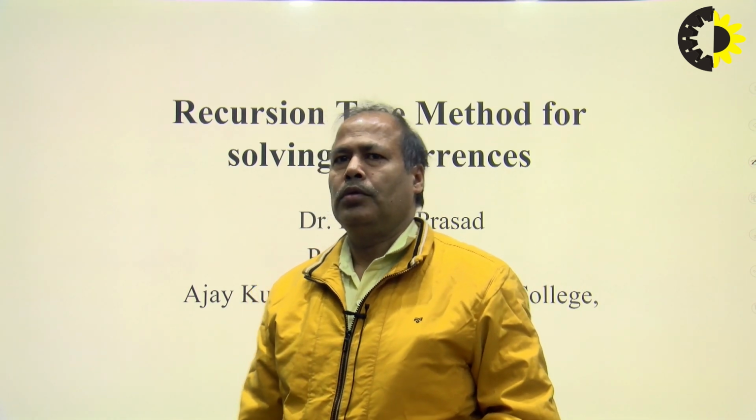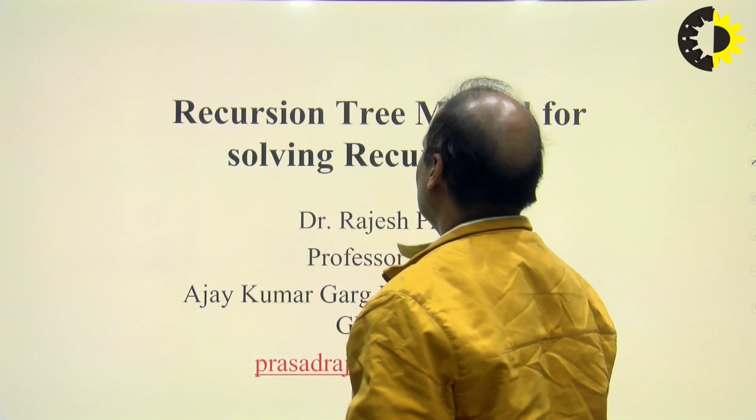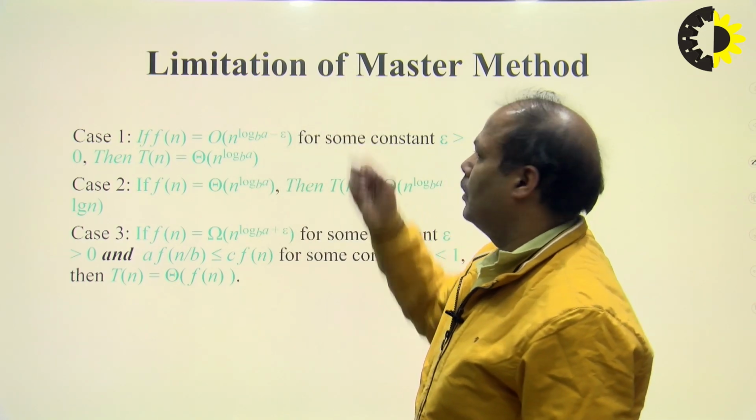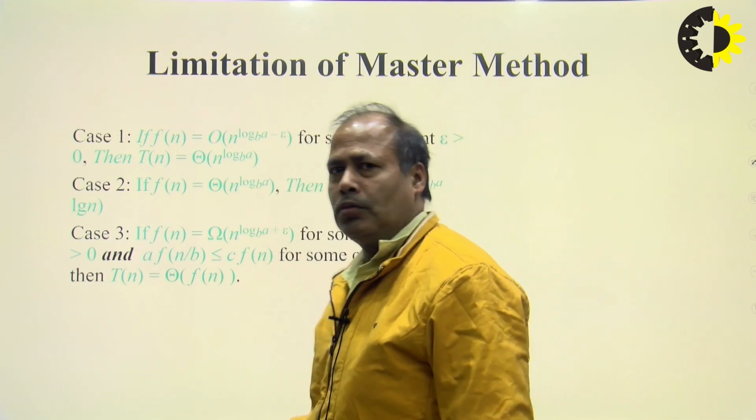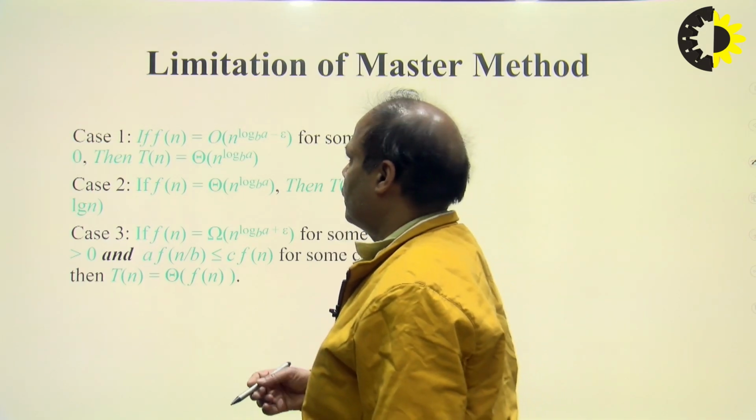Today I'm going to discuss the recursion tree method for solving recurrences. Why is it needed? The important thing is the limitation of the master method. The master method fails under certain conditions.